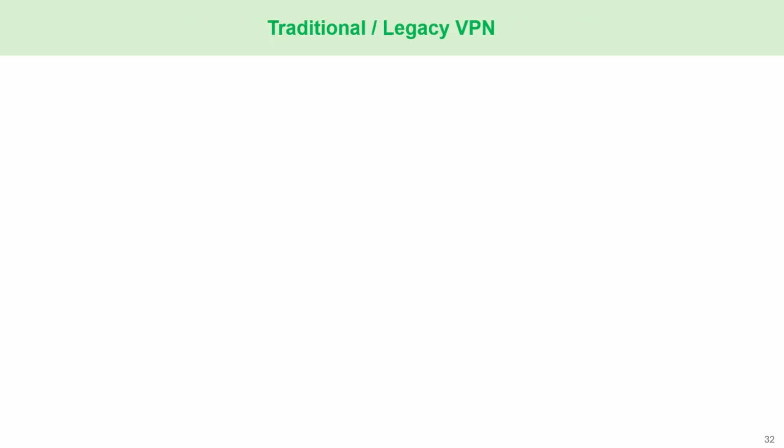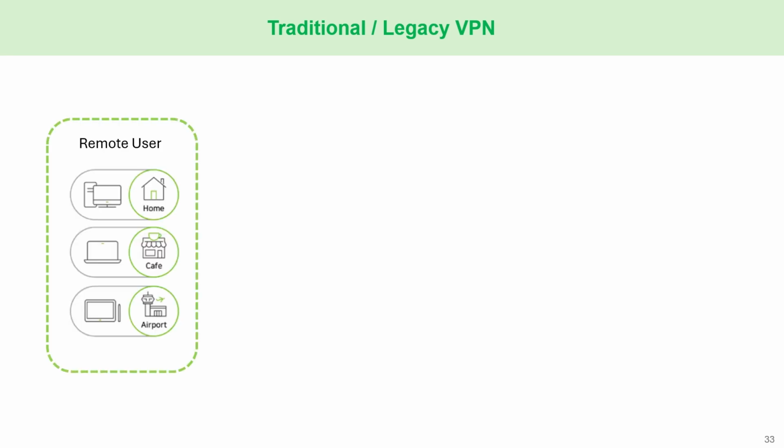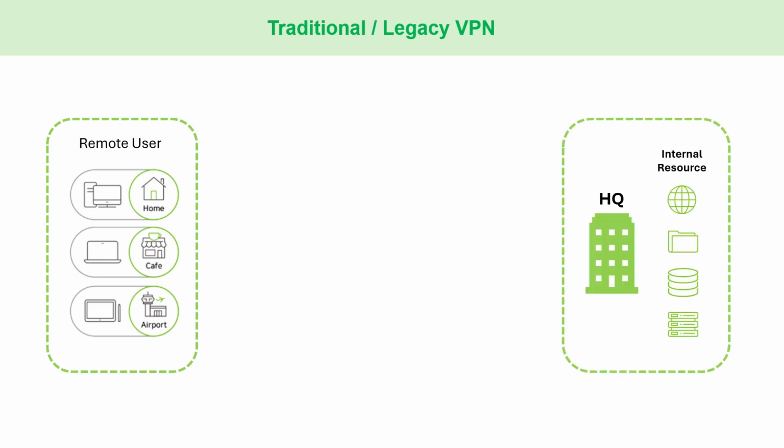Now, let's review a diagram to visually depict how a legacy VPN functions and the security challenges with the architecture. First, you have the remote user. They may be working from home, traveling, they could be located anywhere. Next, you have the internal resource they are trying to access. This could be inside a corporate data center or in the cloud. Just like the user, the resource they are attempting to access could be located anywhere. For the purposes of this example, we will use a corporate headquarters data center.